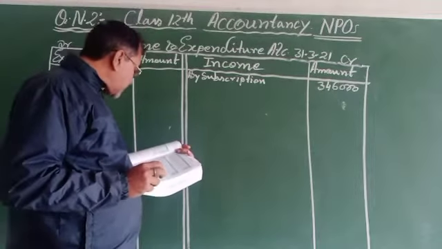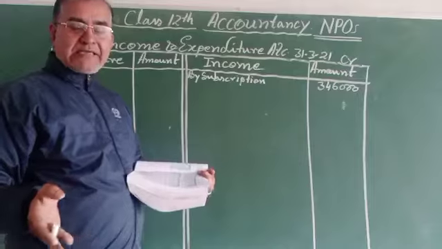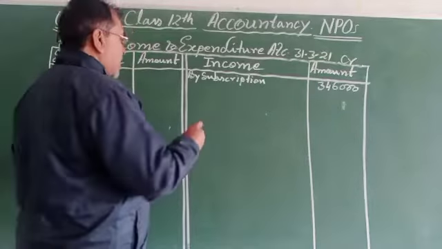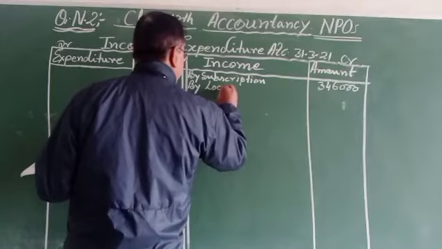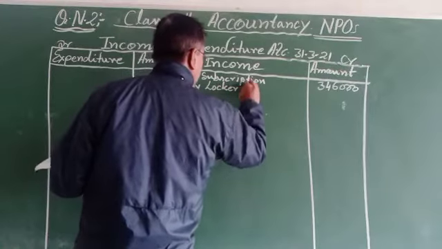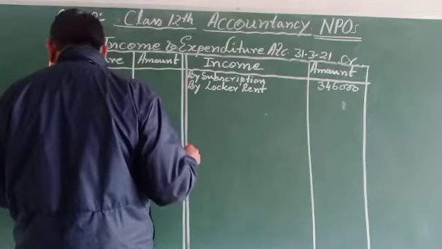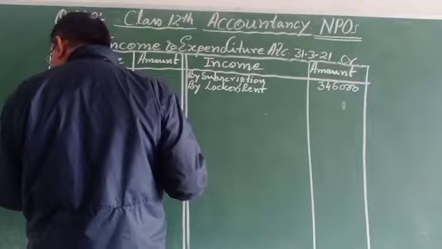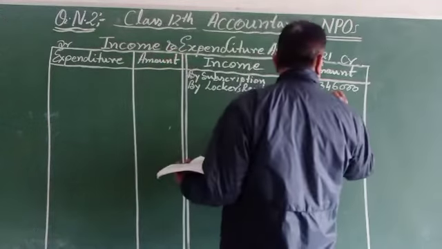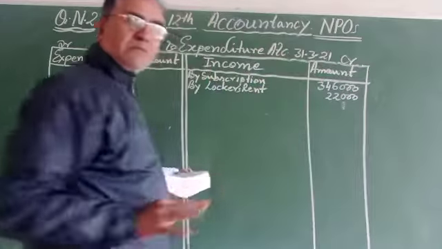Then the locker rent. Whatever rent the club receives from lockers is revenue income, of revenue nature. So by locker rent, you can see locker rent is given, 22,000. Clear?